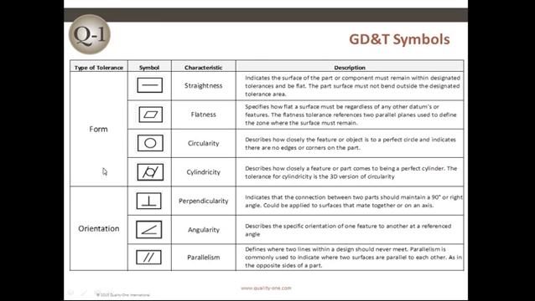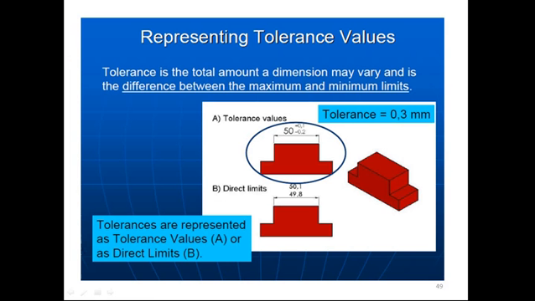So here you will see that these symbols fall into the form category: straightness, flatness, circularity, cylindricity. And perpendicularity, angularity, parallelism fall under orientation. So these are the GD&T symbols we are using in a drawing. We require to use them in a particular way and for a particular requirement.